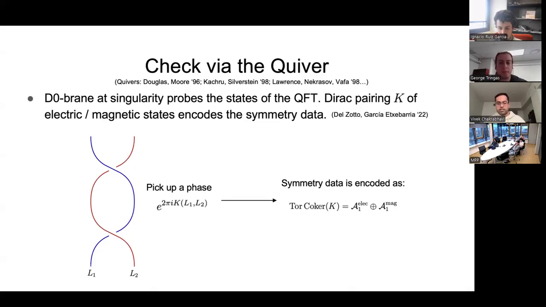The way to see this is to take two of the line operators we're interested in and start winding them around each other. Once you do that, what you notice is that you pick up a phase, and this phase is exactly what's being encoded in the Dirac pairing. Then the symmetry data is encoded into this formula, the torsional part of the cokernel of the Dirac pairing. So let's break down this formula. The cokernel is just taking the place of the screening process that we saw in the geometric approach. And then the torsional part of that is just giving me back these A1 electric and A1 magnetic symmetries.